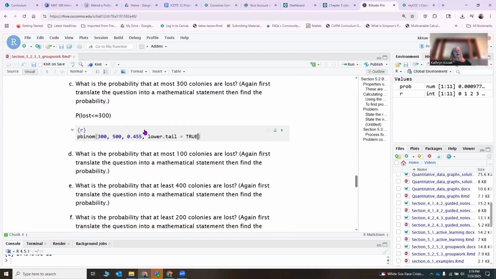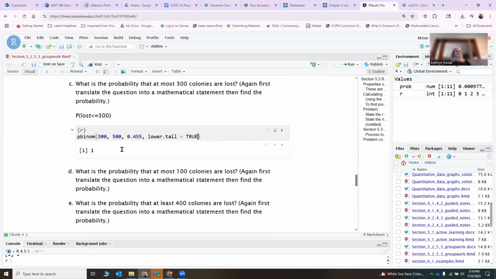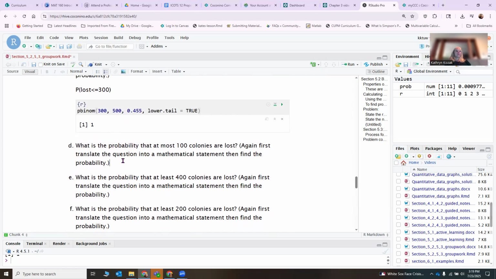So that's what I now want to do because I'm saying I'm less than or equal to. I'm looking at being below, my lower tail. Think of it as on the lower end. That's TRUE. Run that, and there's a 100% chance that that's going to happen. It really isn't 100% chance, but rounding wise, it's what happened.